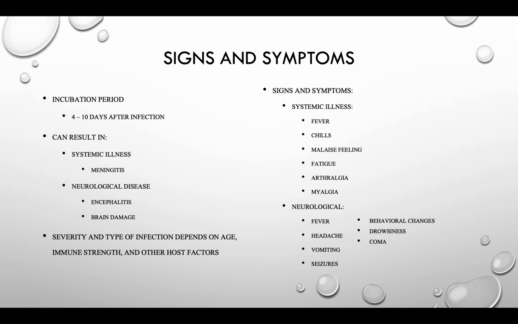The incubation period is also a lot shorter than rabies. We see here it is 4 to 10 days after infection. Instead of the weeks to months that you could see with rabies, this is about 1 to 2 weeks. It results in systemic illness as well as neurological disease. Systemic illness, an example being meningitis; neurological disease, encephalitis and brain damage.